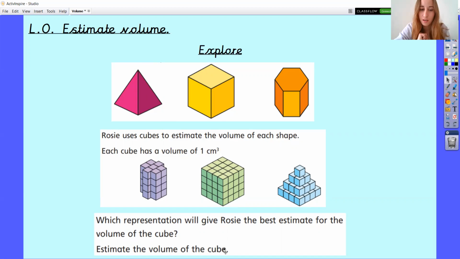So what I would like you to do is have a think about how I would find the volume of the cube. In fact, you can have a choice. It doesn't have to be the cube, but you can choose either the pyramid or the cube or the hexagonal prism. See if you can work out what their volume might be by looking at the cubes that Rosie has used and using that to estimate their volume. So have a little think. Maybe if you're with someone, you could have a chat with them about it, and we'll go through how we would do that together in a moment. You can press pause if you want to do that, or you can just carry on playing and we'll have a go together.